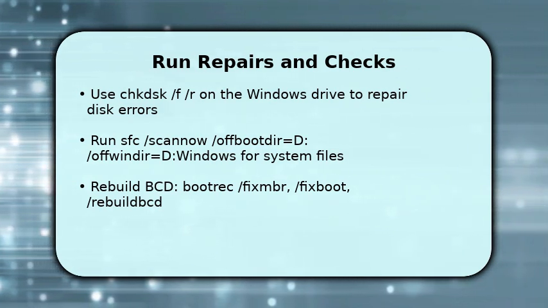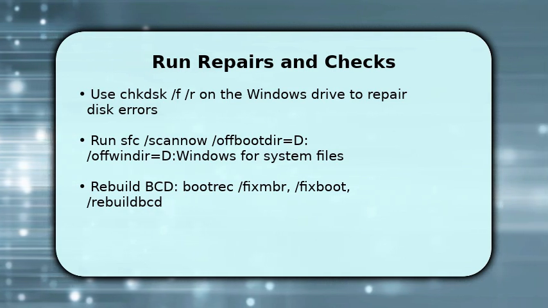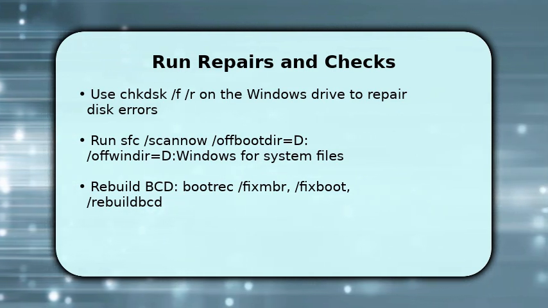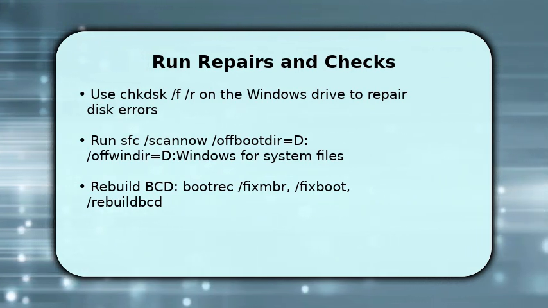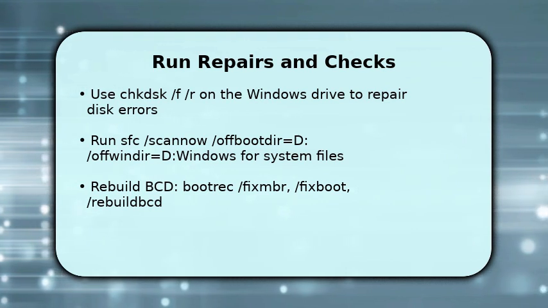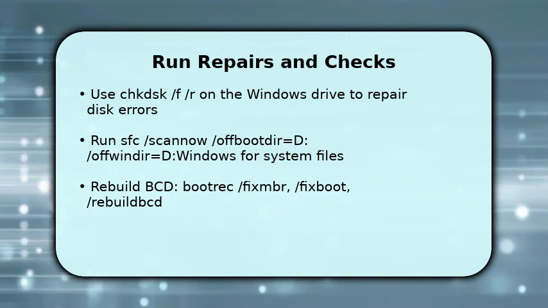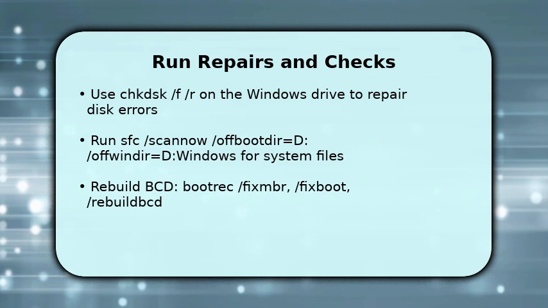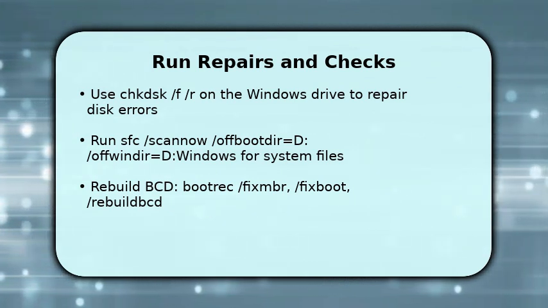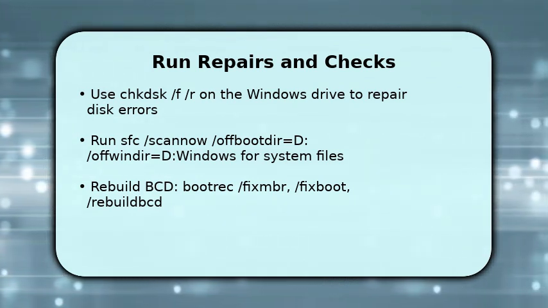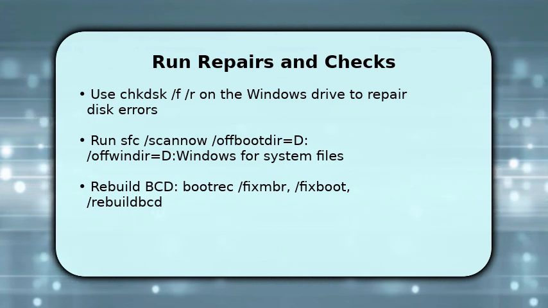and file table issues. Once done, run the offline system file checker specifying offbootdir and offwindir so corrupted system files are repaired. Next, repair the boot environment using bootrec. First /fixmbr, then /fixboot to write a new boot sector, and finally /rebuildbcd to detect and add Windows installations. These steps address common startup failures.